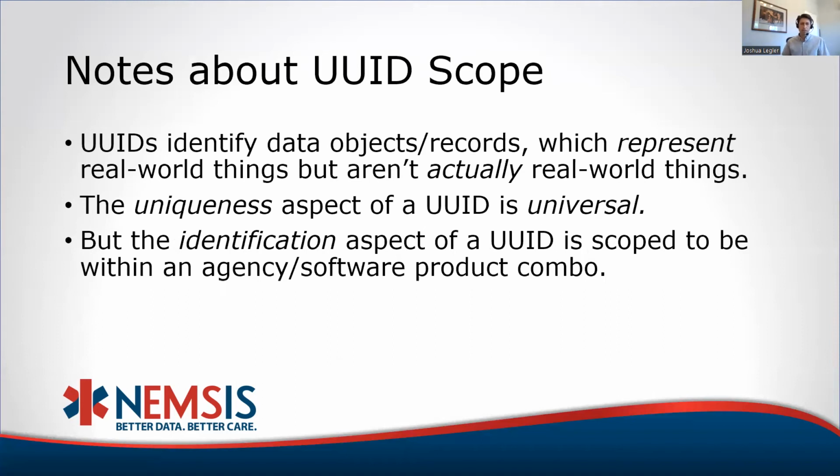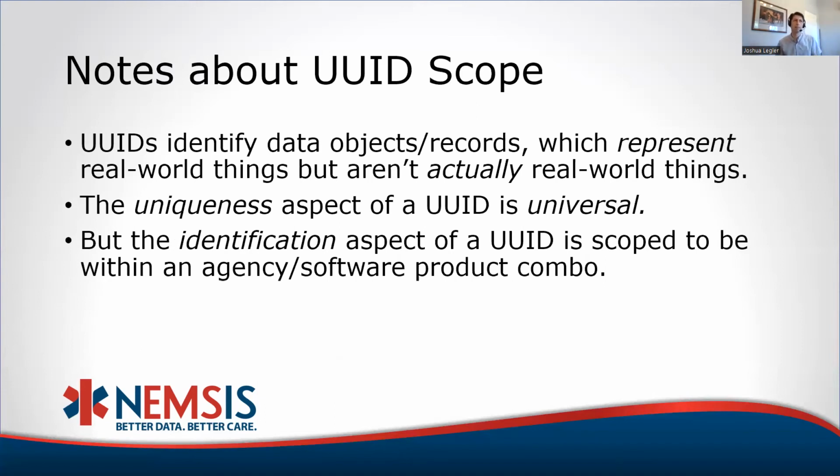I do want to give you a couple notes about UUID scope, and I want to make sure that these are very clearly understood. The first is that UUIDs identify data objects or records. Those data objects or records represent real-world things, but they are not actually real-world things.